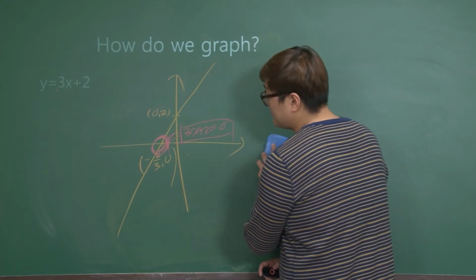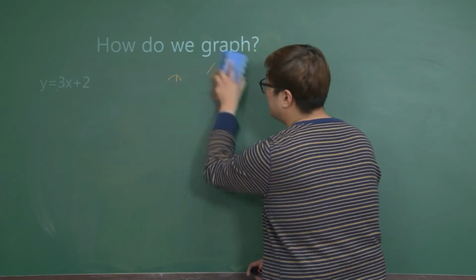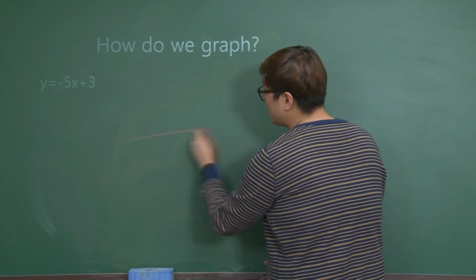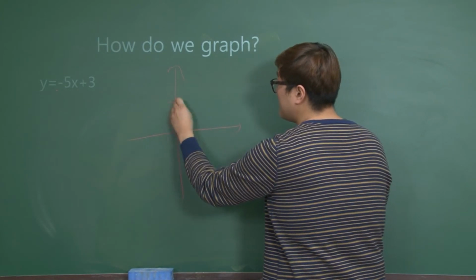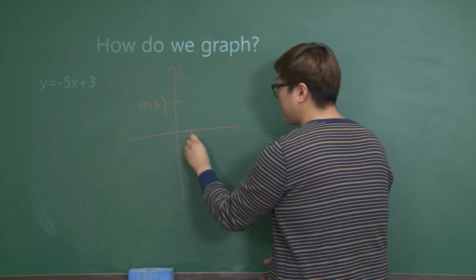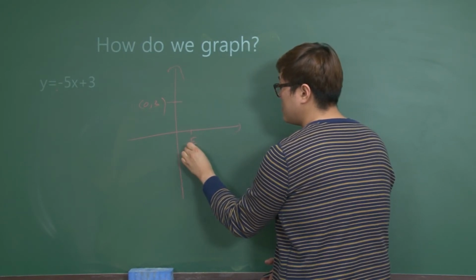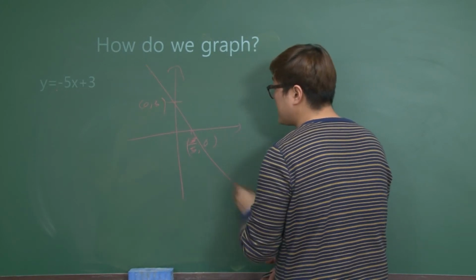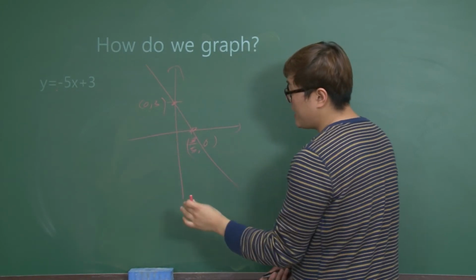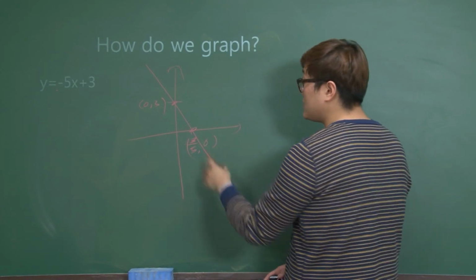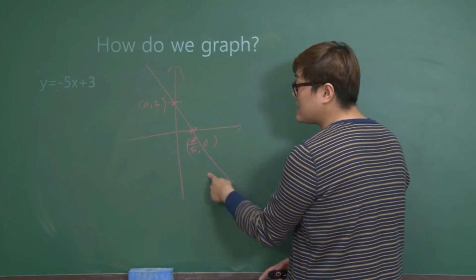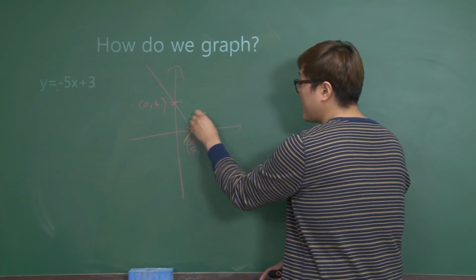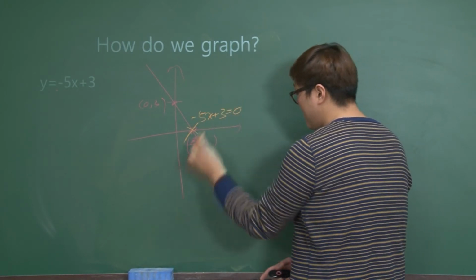Okay, so next one, y equals negative 5x plus 3. Like I did, we have (0, 3) and (3 over 5, 0). So the line looks like this. Okay, this is really important. This is the line of that equation, and this is the solution of negative 5x plus 3 equals 0.